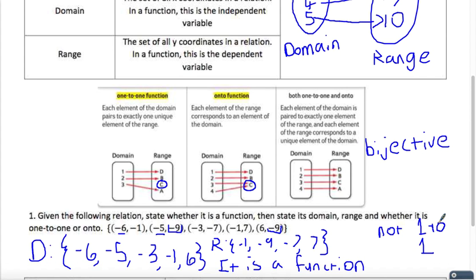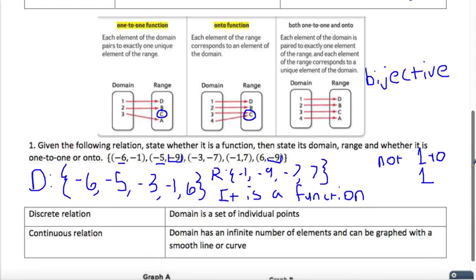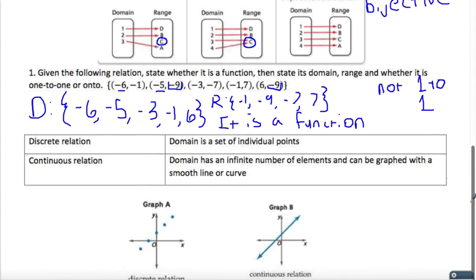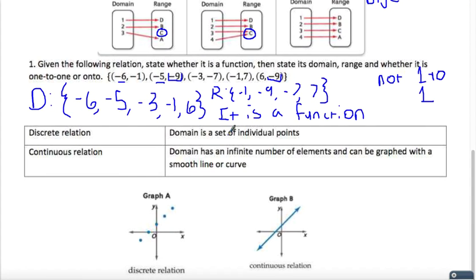Not a one-to-one function. So it is a function because the x values don't repeat, but it's not one-to-one because the y values do repeat.